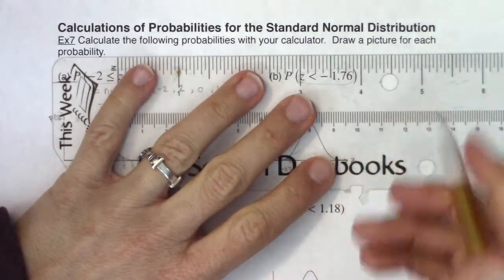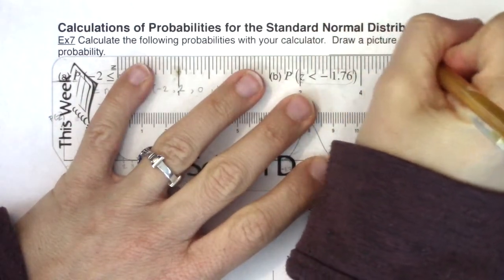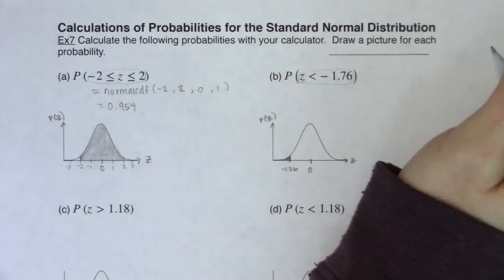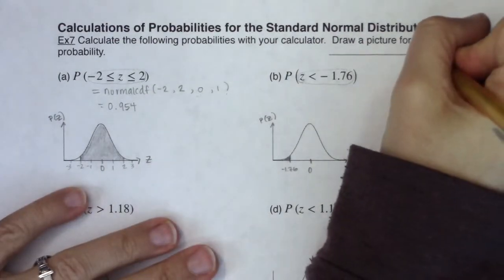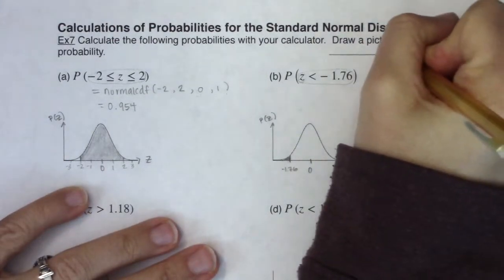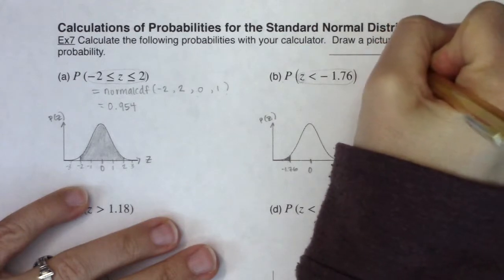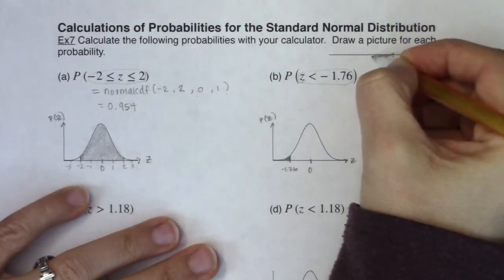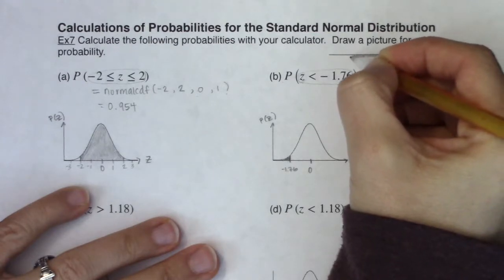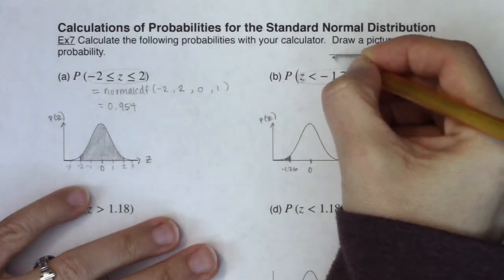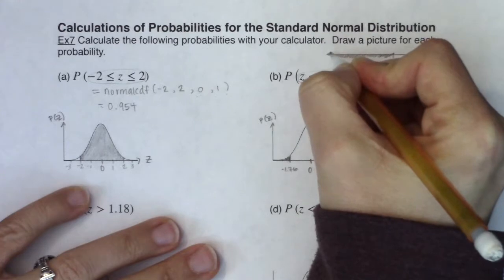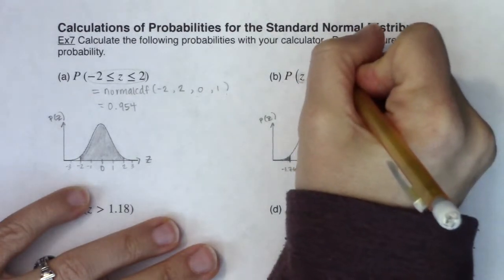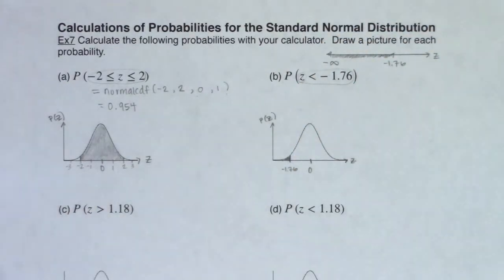Okay, so let me just draw only the z-axis right now. Let's forget about the fact that there's a bell curve on top of it. So here's my z-axis, and I'm looking at negative 1.76, and I shaded to the left, all right? And I can shade left forever. If I shaded left forever, we have a symbol for that in math. We call that negative infinity. All right, so if you're going left forever, we're going to negative infinity.